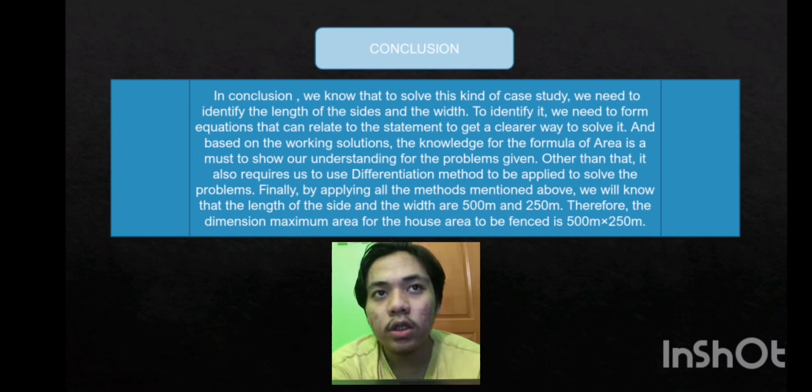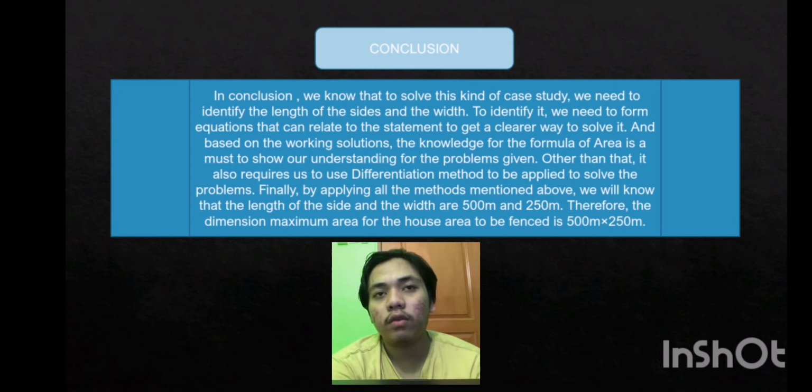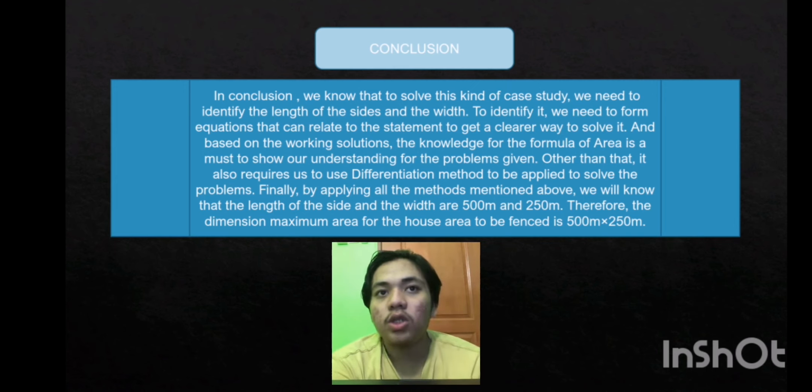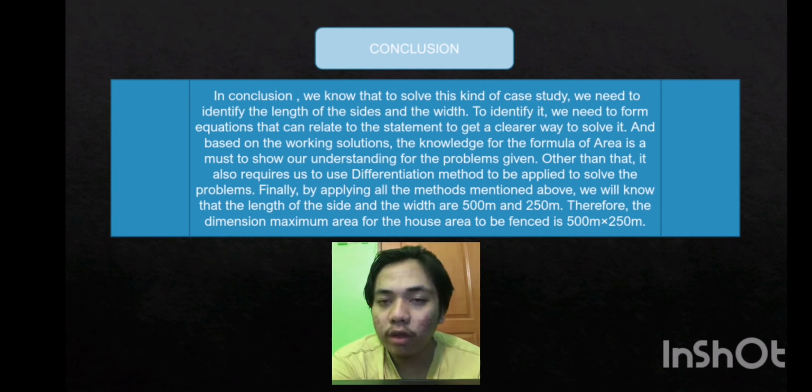So in conclusion, we know that to solve this kind of case study, we need to identify the length and the width. To identify them, we need to form equations that relate to the statement to get a clearer way to solve it. Based on the working solutions, knowledge of the formula of area is a must to show our understanding of the problem given. Other than that, it also requires us to apply the differentiation method to solve the problem.